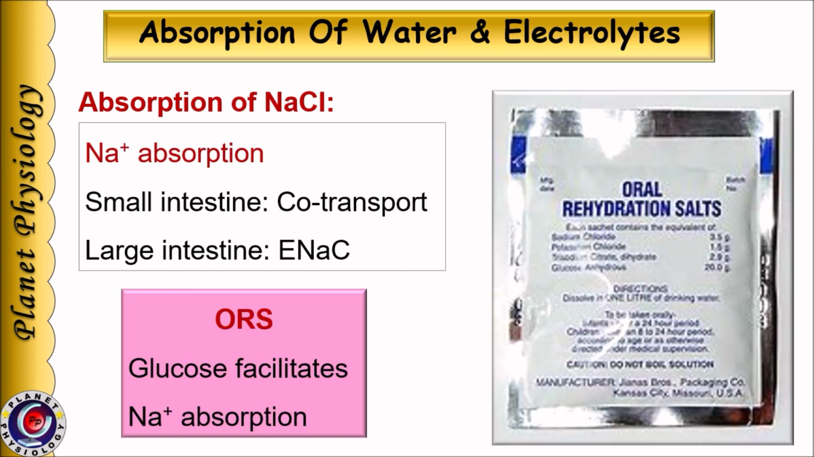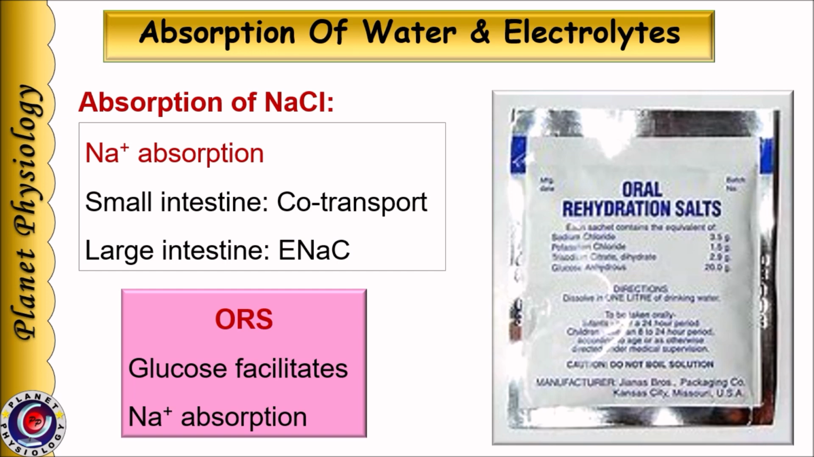Sodium absorption in the small intestine is mainly by a cotransport process and the presence of glucose facilitates its absorption. This knowledge is used in the treatment of dehydration. ORS, that is oral rehydration salt, contains salt as well as sugar, which favor each other's absorption and also water absorption. This helps to recover the extracellular fluid volume and hence treats the dehydration.